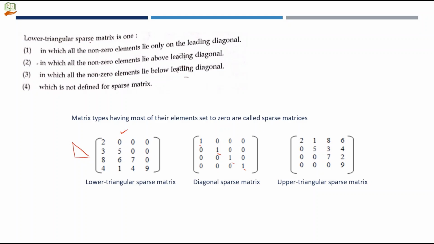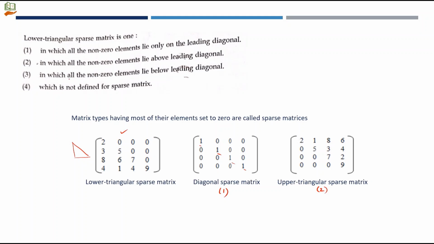Lower triangular sparse matrix is one in which all the non-zero elements lie only on the leading diagonal. Option 1 is actually talking about a diagonal sparse matrix, where non-zero elements lie only on the leading diagonal. The second option, all the non-zero elements lie above the leading diagonal. It is talking about an upper triangular sparse matrix where all the elements are lying above the leading diagonal. Elements in the sense non-zero elements.